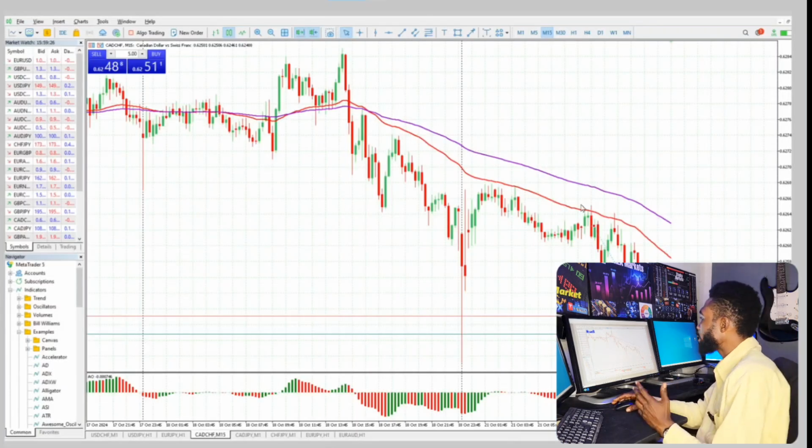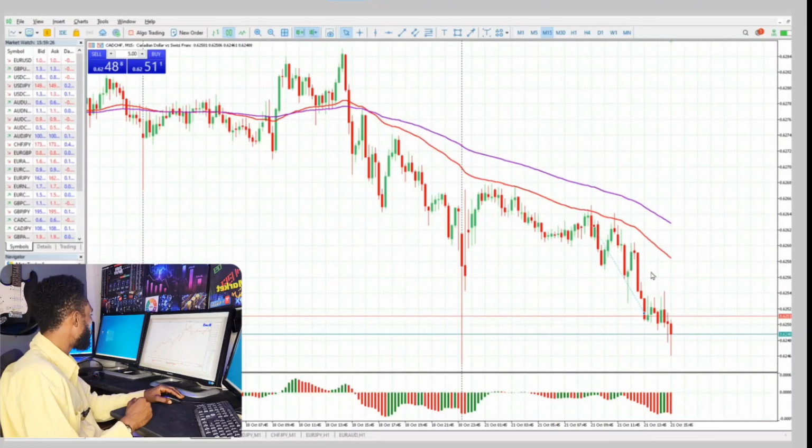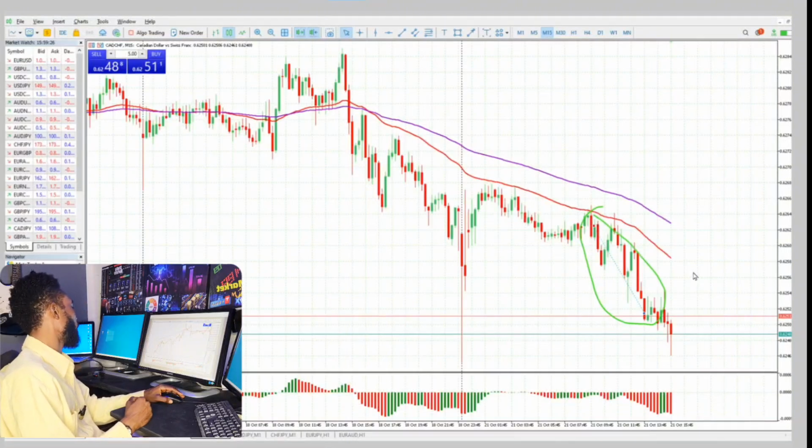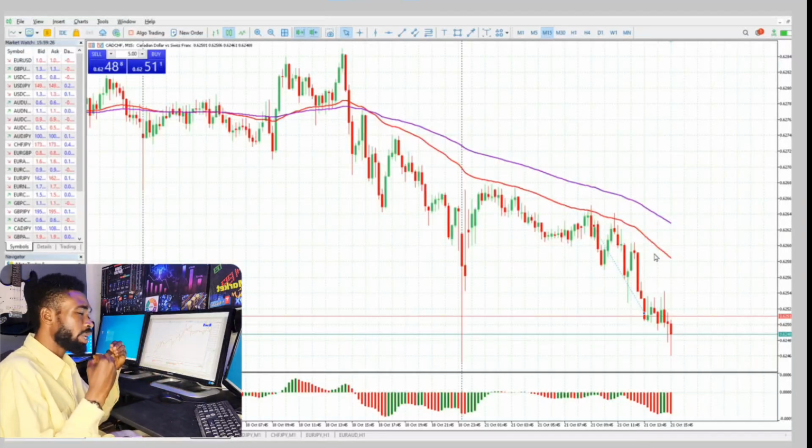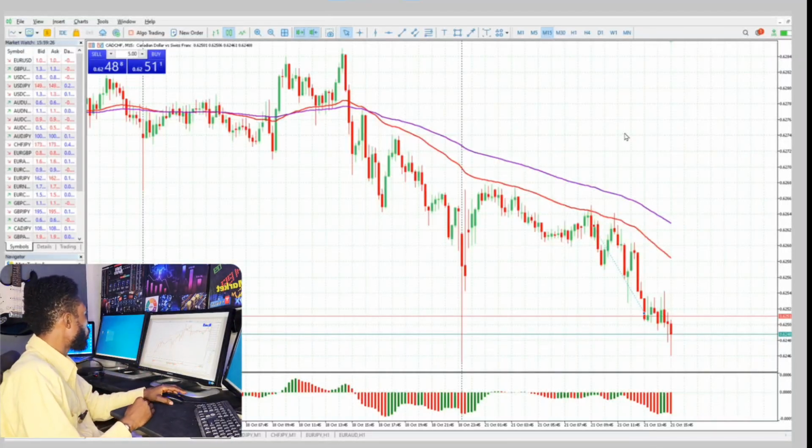Okay, so this is the card switch, and you could see that on this chart, I took a trade here. I took a trade here. The question is, why did I take the trade? That is why you're here, for you to see why I entered and why I took the trade. So for most of you, why did I take this trade here?